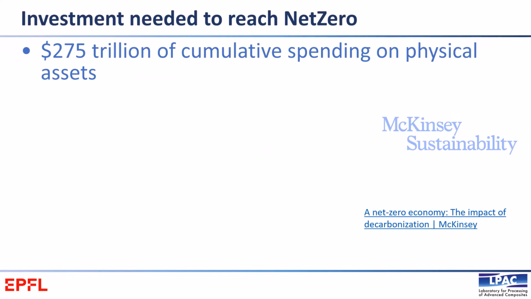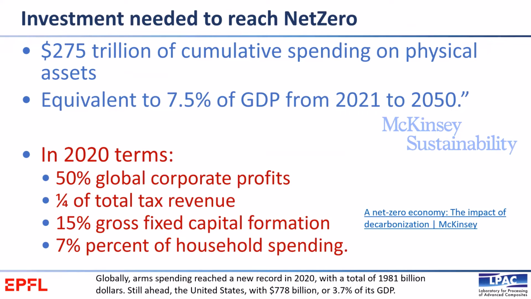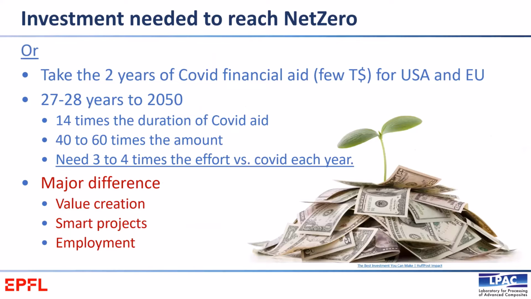McKinsey have published a study where they say there's 275 trillion of cumulative spending required on physical assets to reach net zero. So a huge opportunity for investment. This is equivalent to 7.5% of GDP. And just for reference, global arms spending is 3.7% of GDP in the US. So we're talking about spending a lot of money, but the difference is it's value creation, it's smart projects and it's employment.